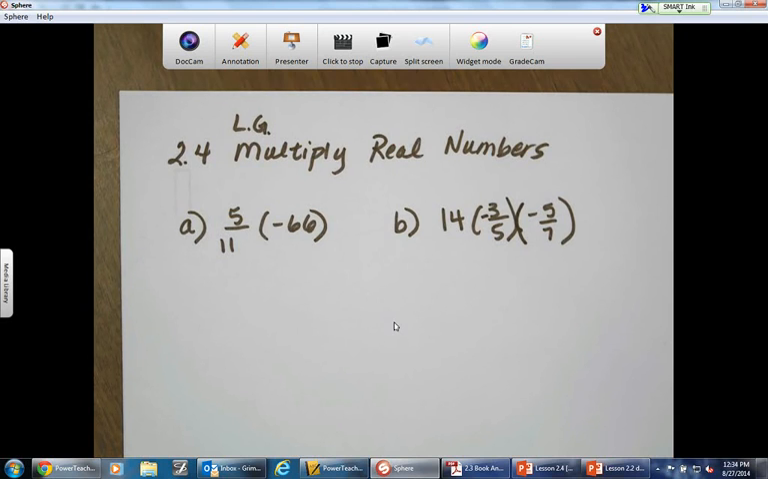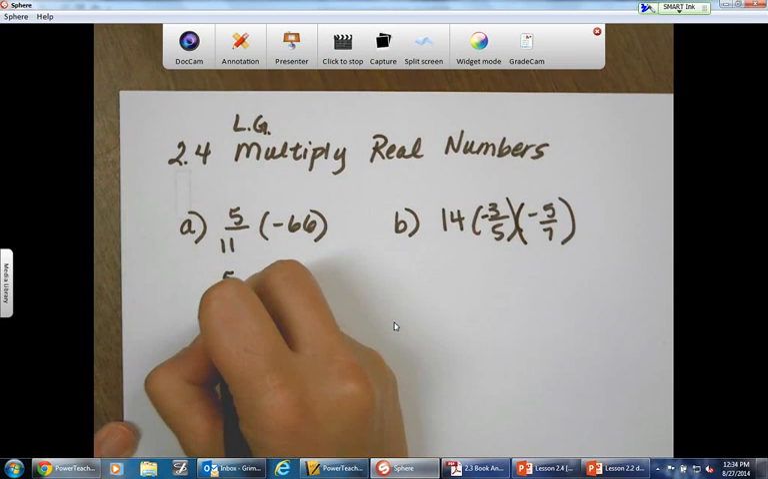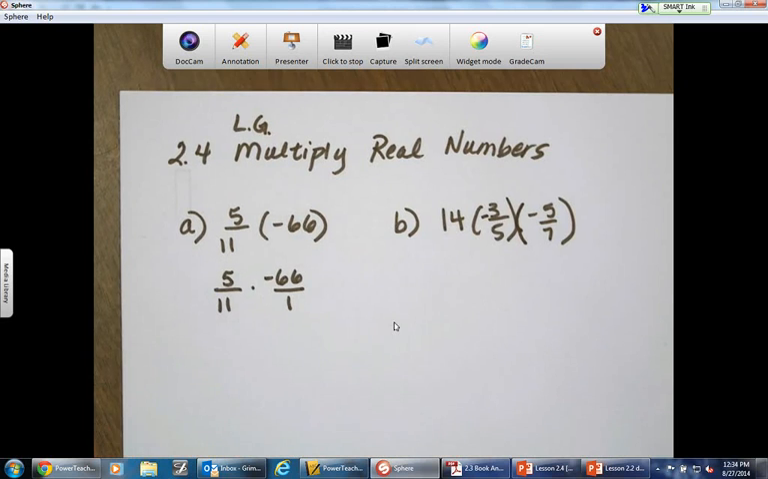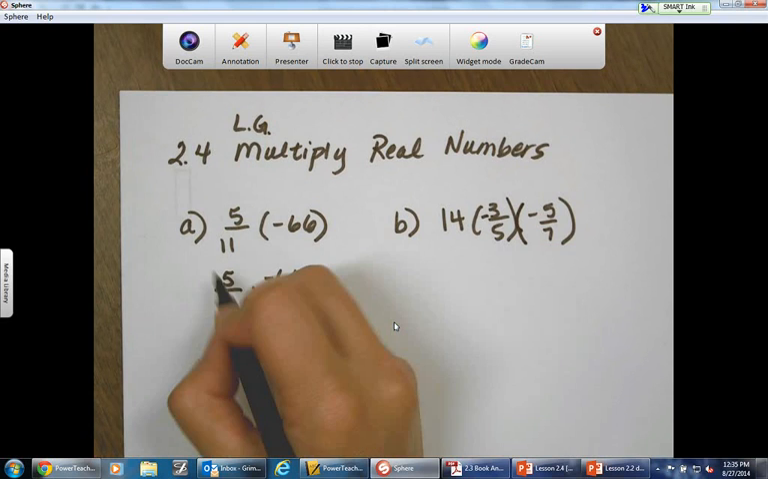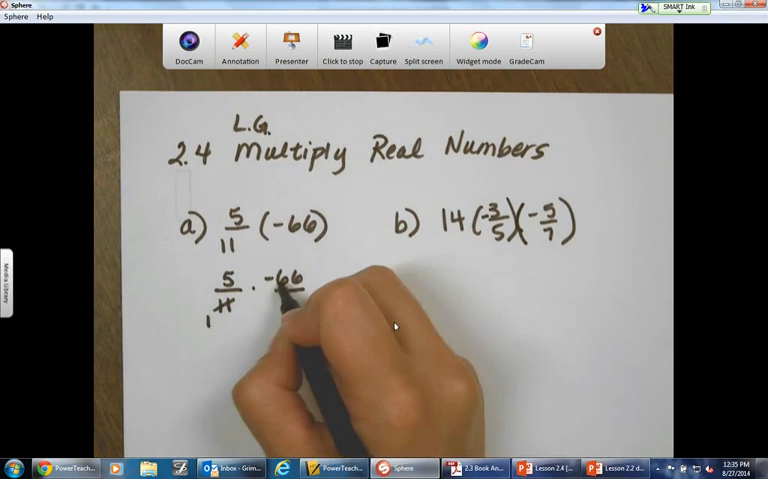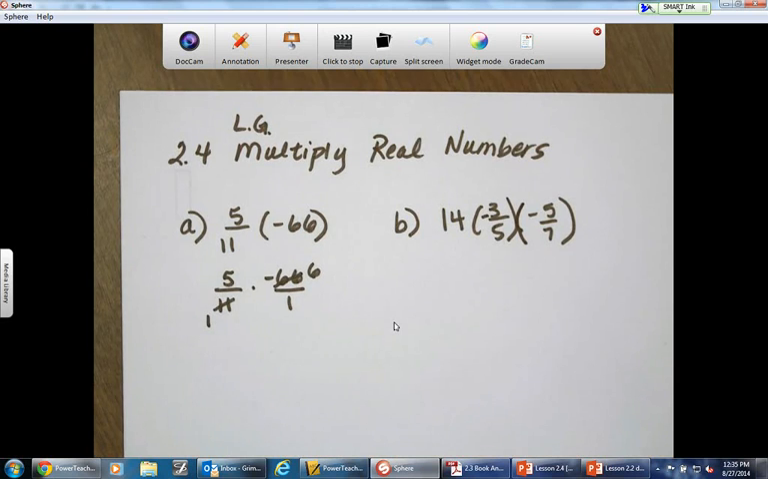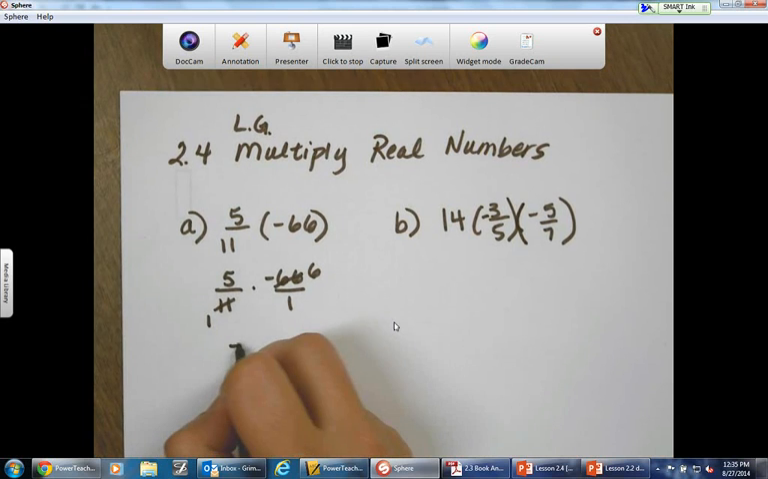So when I do this one, and I write it like this, okay, I like to look for things that can cross-cancel, and cross-canceling here, 11 goes into 66, and so I can go ahead and say 11 goes into itself once, 11 will go into 66 6 times. And now my denominator is 1, and I just take 5 times negative 6, which is negative 30, and I'm done. Okay?